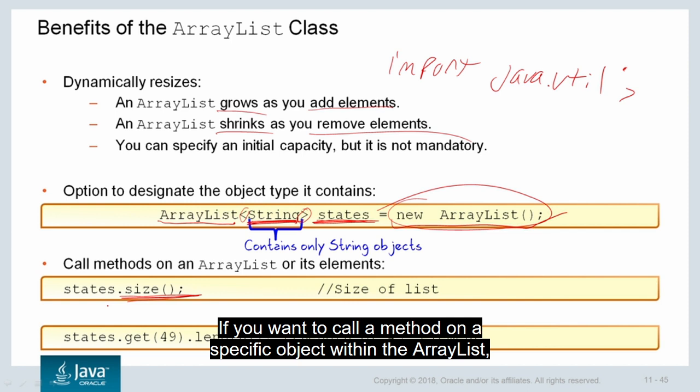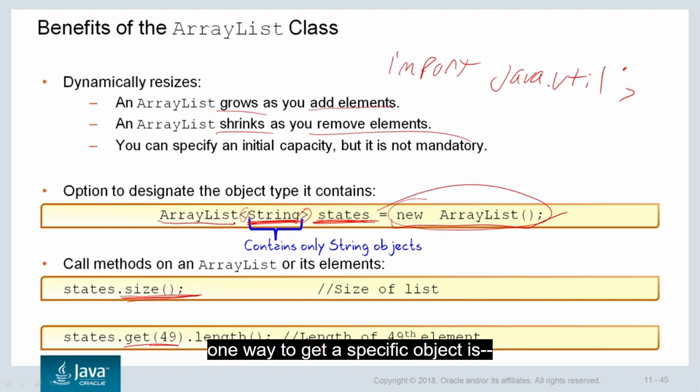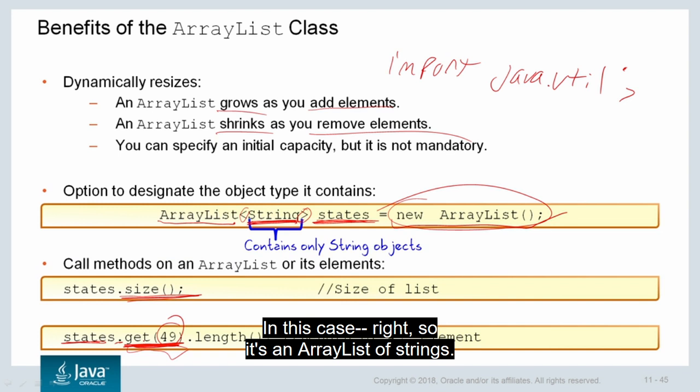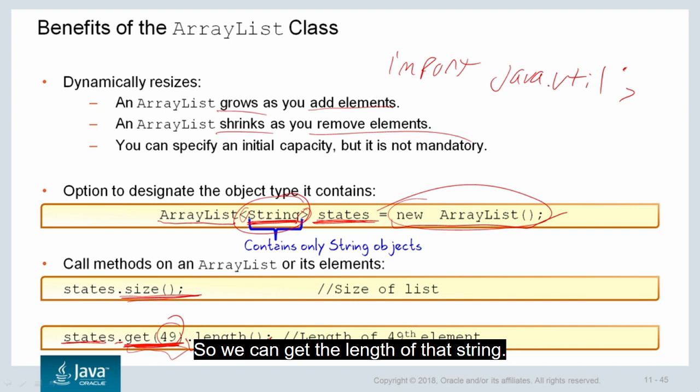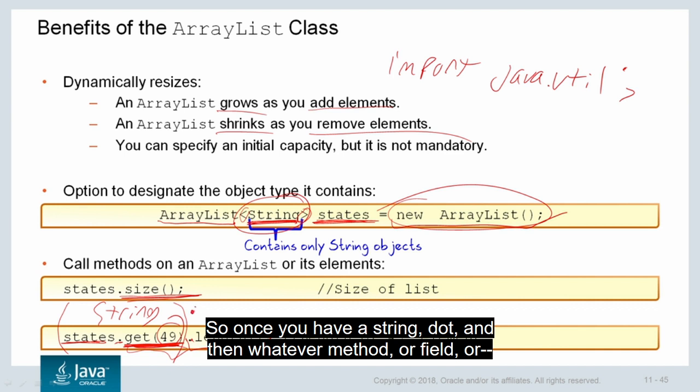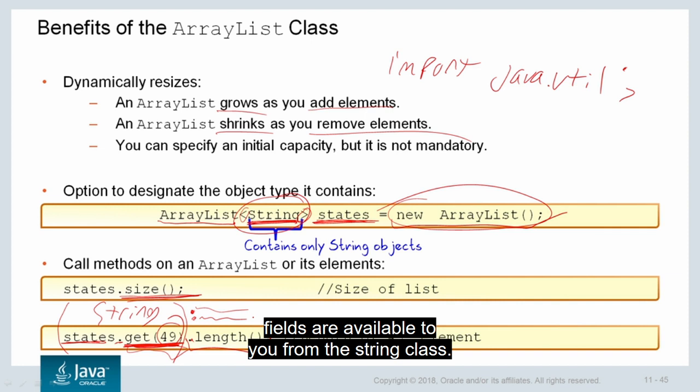If you want to call a method on a specific object within the array list, one way to get a specific object is here. You have your reference variable, dot, call the method get. What is it going to get? It's going to get whatever object is at index 49. In this case, it's an array list of strings, so we can get the length of that string. You can think of this as returning a string. So once you have a string, dot, and then whatever method or fields are available to you from the String class.